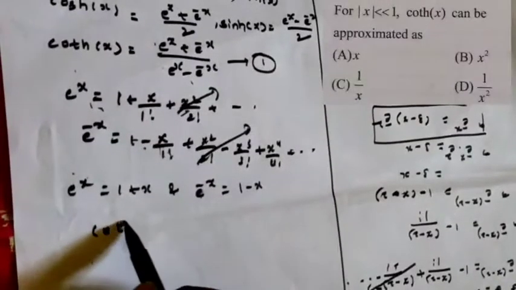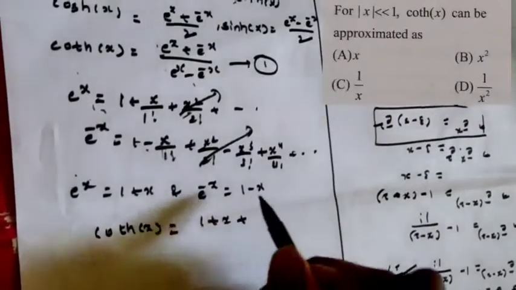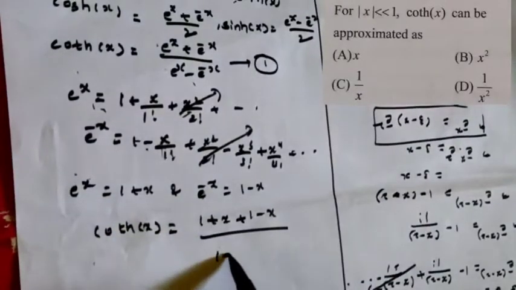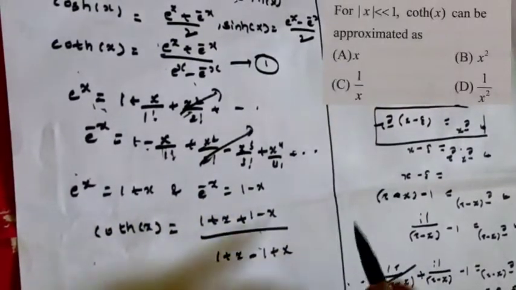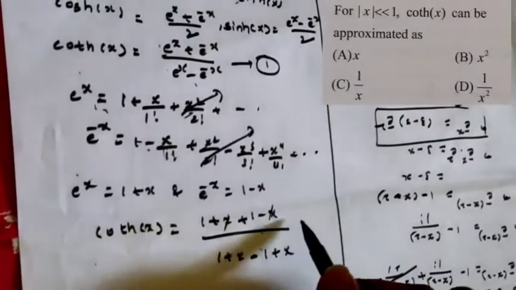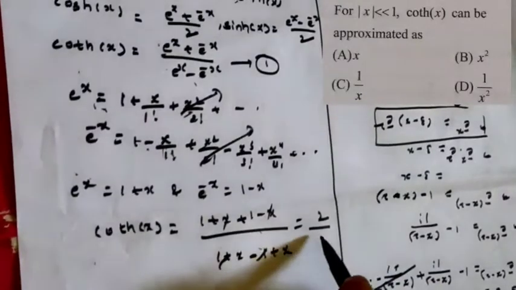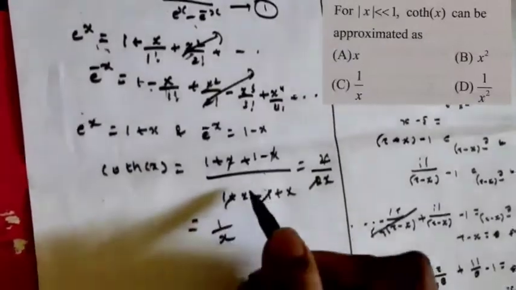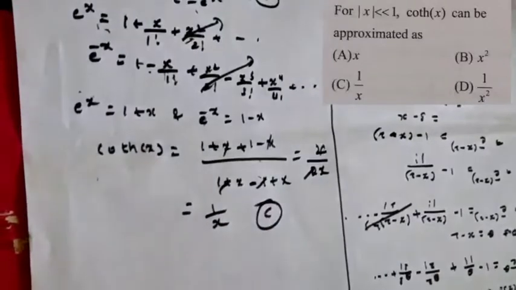Okay, cot x is equal to e power of x value is 1 plus x plus e power of minus x value is 1 minus x, by e power of x is 1 plus x minus e power of minus x value is 1 minus x, that is minus 1 plus x, we get. Then minus x and x get cancel, we get in numerator 2 and denominator 2x, that means 2 get cancel, we get 1 by x. Therefore which option is correct? Option C is the correct option.